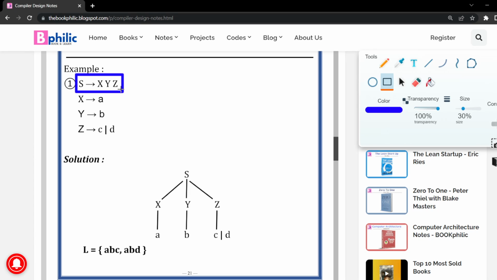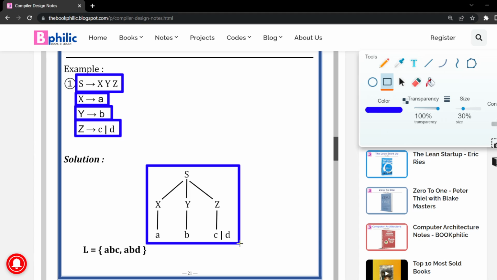So you have to understand that this X will be derived into its leaf node, that is X derived into a, and Y has been derived into b, and Z has been derived into small c or d, you can say that. So we have to first of all generate the parse tree, because we are understanding the concept of a parser. So the parser will be doing the function of generating the parse tree.